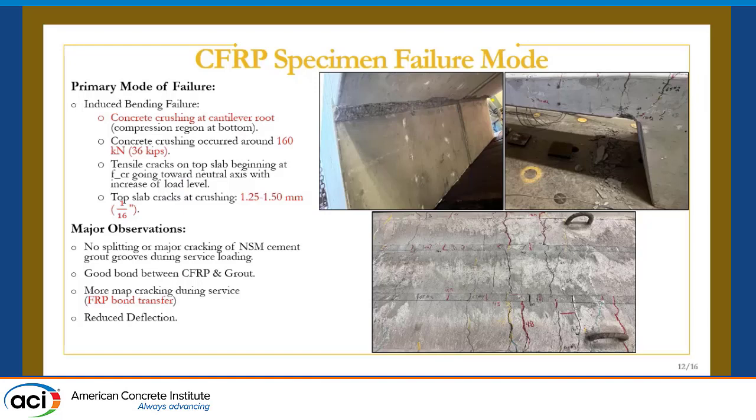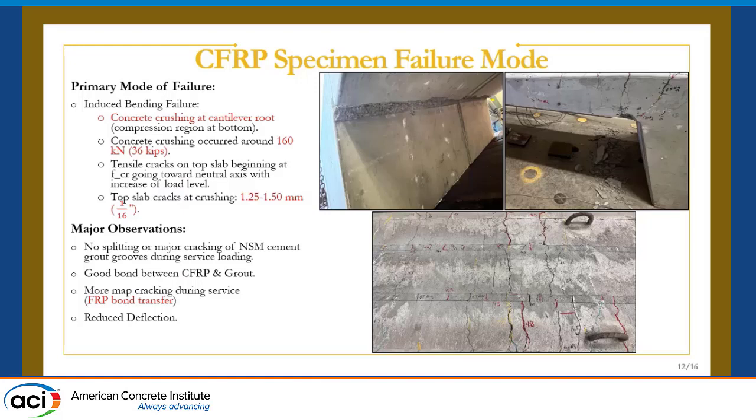And there was a good bond actually between the CFRP and the grout based on the dimensions we used for the NSM groove. And we saw no splitting or major cracking of the NSM grooves themselves. What you're seeing here, there is cracking obviously in the groove, but that was a picture taken at ultimate. During service and pretty much up to ultimate, we saw no splitting of the groove at all, and there was a good bond between the FRP and the system itself.